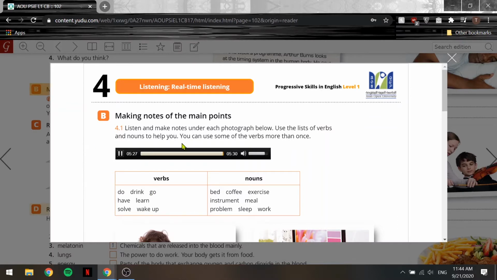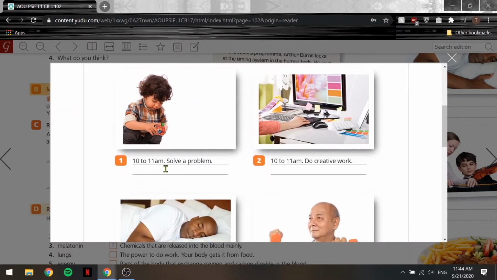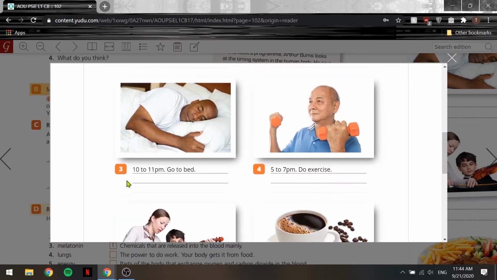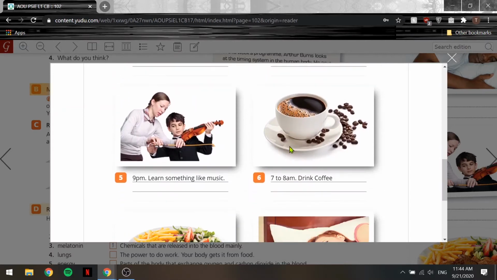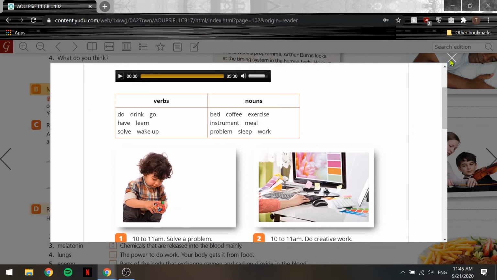Let's consider. Okay, so let's go over them one more time before we move on. So 10 to 11 a.m., that is the best time to solve a problem. Again, 10 to 11 a.m. to do creative work. 10 to 11 p.m. is a good time to go to bed. 5 to 7 p.m. to do exercise. 9 p.m. to learn something like music or to study. 7 to 8 a.m. to drink coffee. 1 to 2 p.m. obviously to have lunch. And 7 to 8 a.m. to wake up. Okay? Now let's move on.